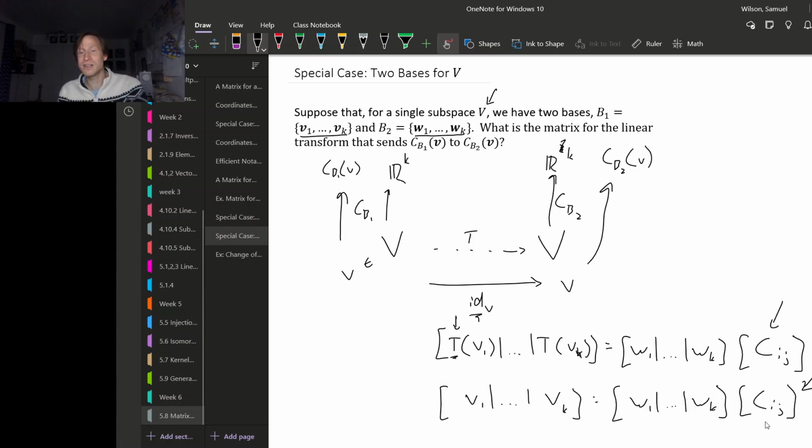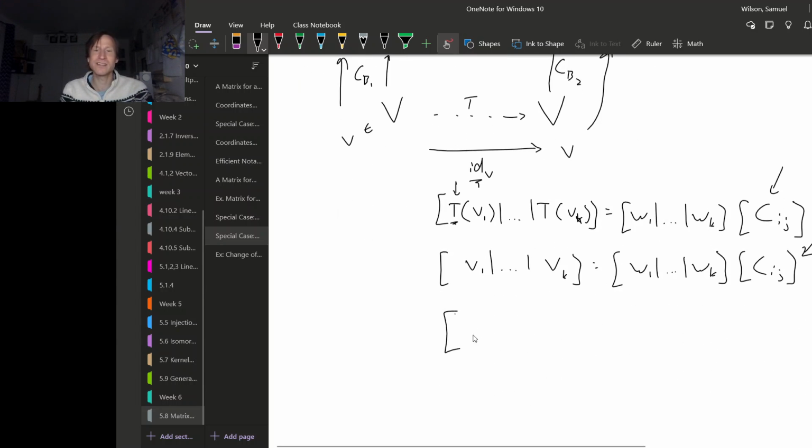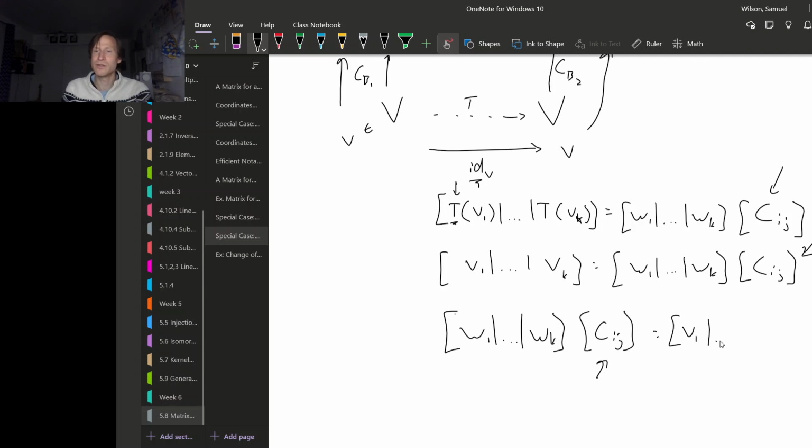So actually calculating this, again, is just solving this linear equation, w1 through wk times our unknown matrix of coefficients equals v1 through vk. Now what's different about this special case is that in general, these images might not be a basis for anything. But in this special case, these v's are actually a basis for the same vector space as the w's. So it doesn't actually change the process of doing the calculation, but it does sort of change the result.